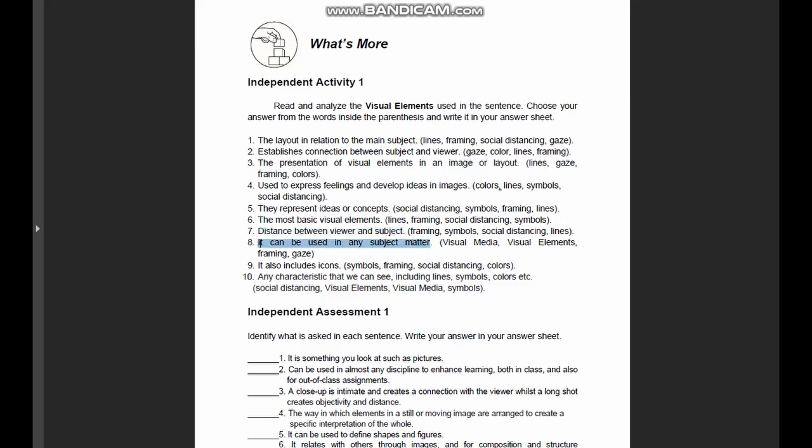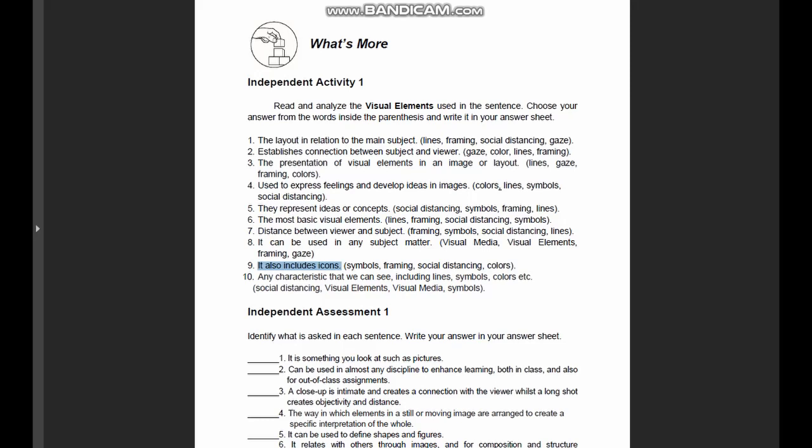Number 8. It can be used in any subject matter or class or in learning. Is it visual media, visual elements, framing, or gaze? Number 9. It also includes icons. Is it symbols, framing, social distancing, colors?